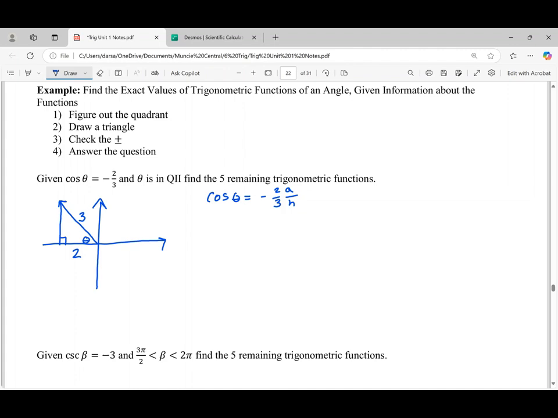How do I find the other side? Well, our favorite theorem, Pythagorean theorem. So 2 squared plus the opposite squared is equal to 3 squared. So opposite squared is equal to 9 minus 4 or 5. So the opposite side is going to be the square root of 5. We can go ahead and put that onto our triangle as well.